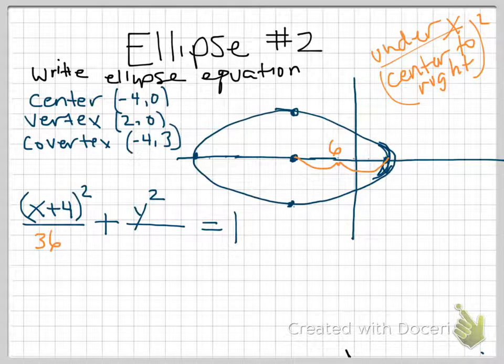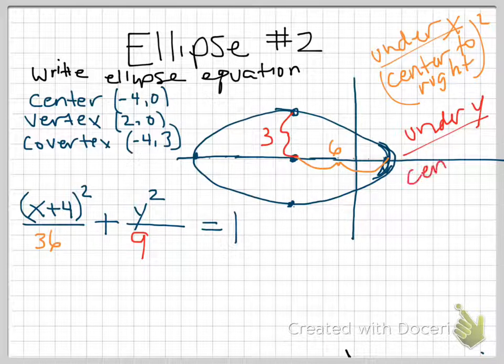Under y, because y is a vertical distance, we're going to do the center up, squared. So from my center, up is 3 units. If I square that, that's going to go under my y. So under y is center up, and then we square that number, and that is what goes under my y. And it's always equal to 1.